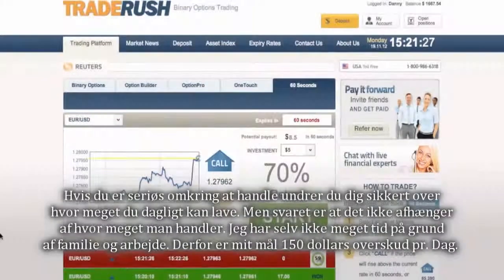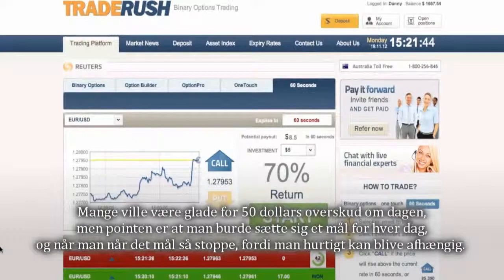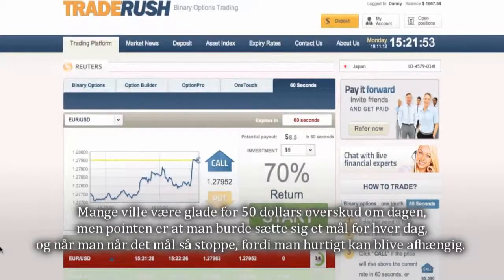Now, if you're serious about trading, you might wonder, how much can I make on a daily basis? Well, the answer is it all depends on how much you trade. I don't get to trade much because I have a full-time job and a family, and my target per day is about $150. Now, I know that a lot of you would be happy with just $50 per day, but the point I'm trying to make is you should set a target for every day, and once you reach that target, just stop trading, because this can get very addictive.